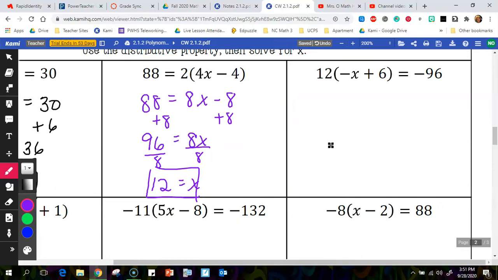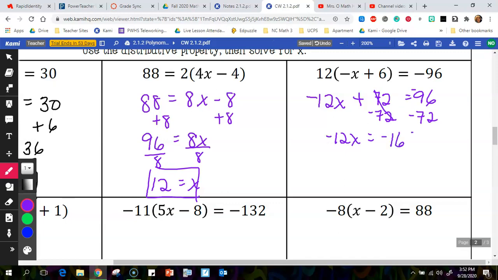Okay, on this next one we got 12 times negative x, so that's negative 12x. 12 times 6 is 72. Excuse me. 72 equals 96. Okay, I'm going to subtract 72. Oh, I'm sorry, negative 96. Subtract 72. And 96 plus 72 is 168, so that's going to be negative 168. Divide by negative 12, and I get x equals 14.